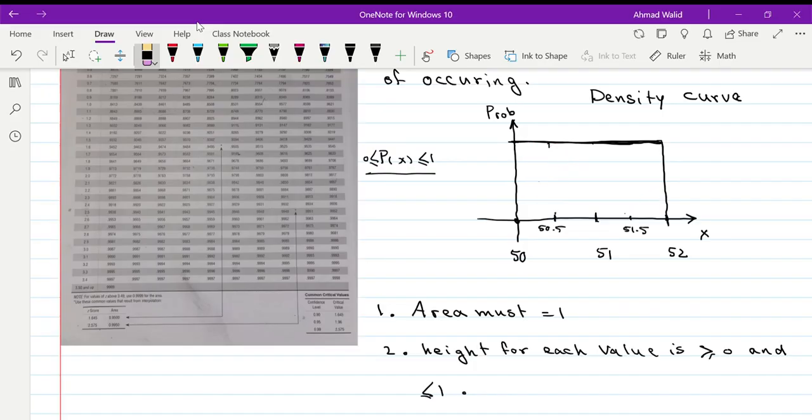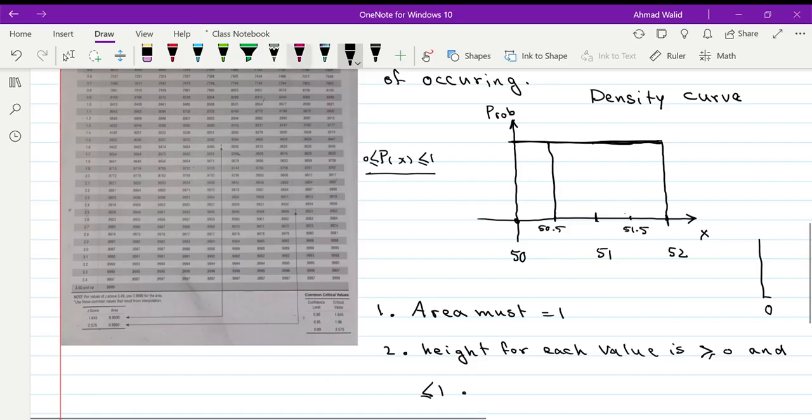If I ask you, what is the probability or what is the area exactly at 50.5? A question from algebra comes in. Can I find the area of a line? No, because a line doesn't have a width, right? Then your area is always 0. But if I ask you, what is the area between 50 and 50.5, then it's really easy to find that.